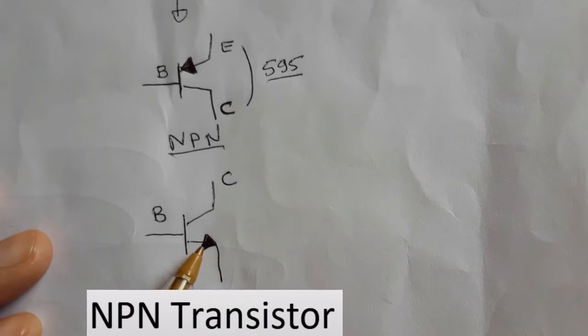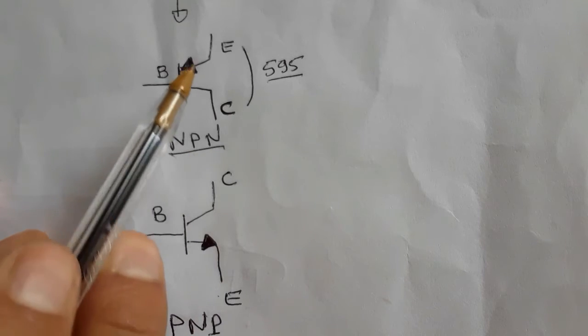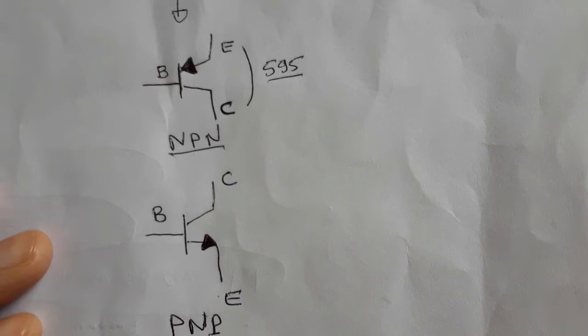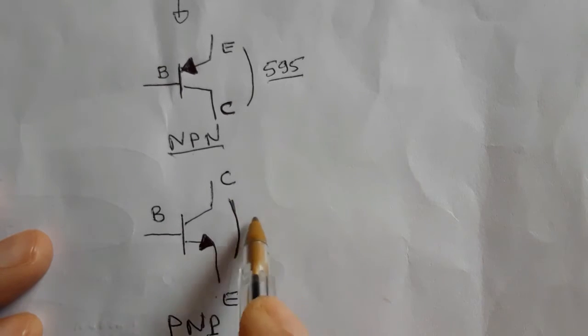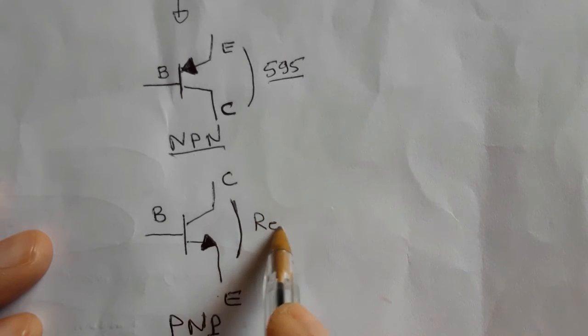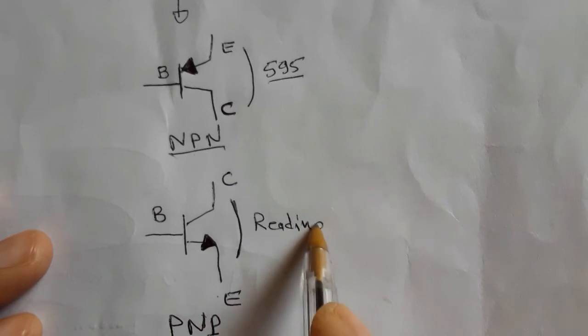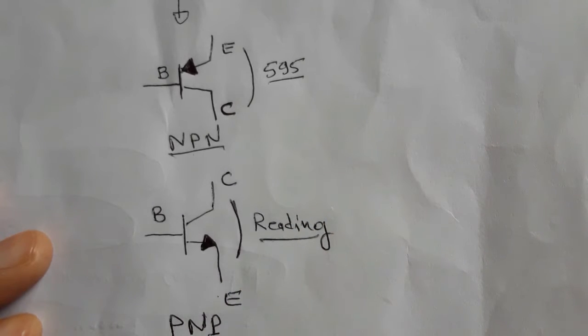So the arrow determines the difference between an NPN transistor and a PNP transistor. Of course, if we check between the collector and emitter, we will get a reading.